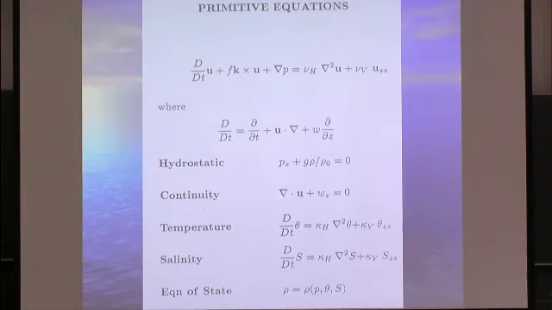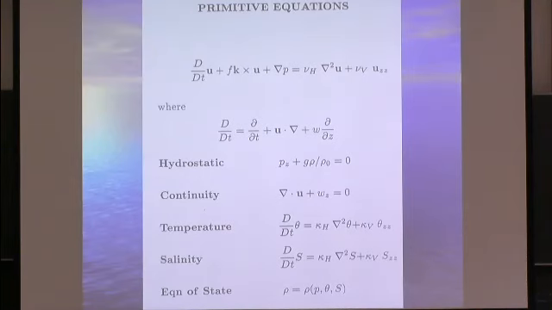Seawater is deemed to be incompressible, so there are no d rho dt's in this equation. If you have a control volume, what goes in on one side has either got to go out the other side, or it's got to go out in the vertical. So we have a three-dimensional continuity equation like this. And then there are equations for the temperature and the salinity.